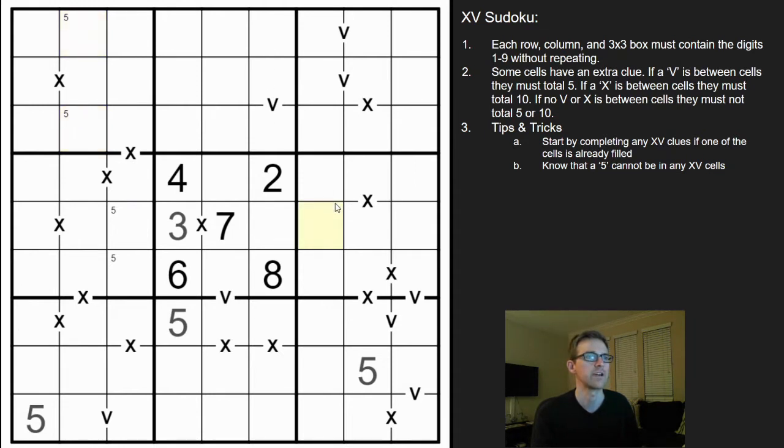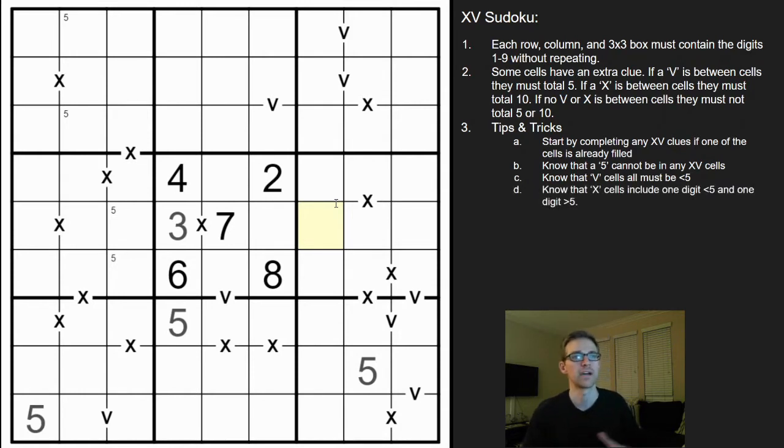We'll move on to the next strategies, which is knowing that all of the V cells must be low digits or less than 5. And then all the X cells are going to contain one low digit and one high digit. And that's going to be helpful because you know that in each row, column, or 3x3 box, you're going to have 4 low digits and 4 high digits. And so what we'll do is we'll color these.